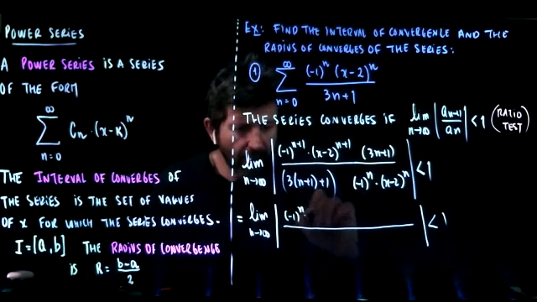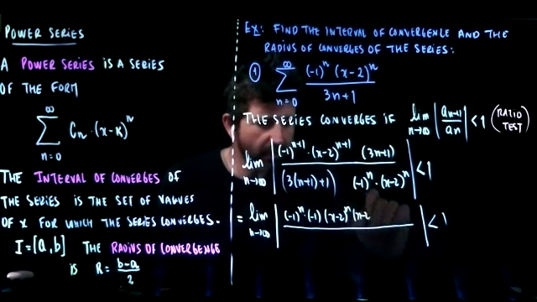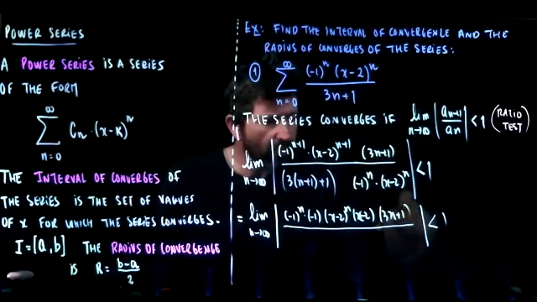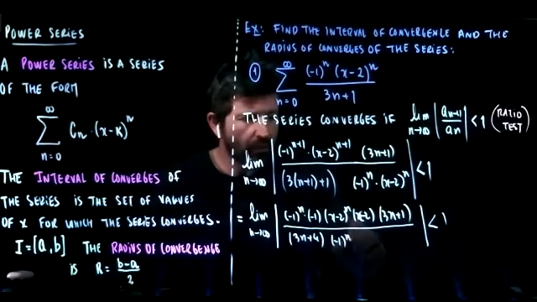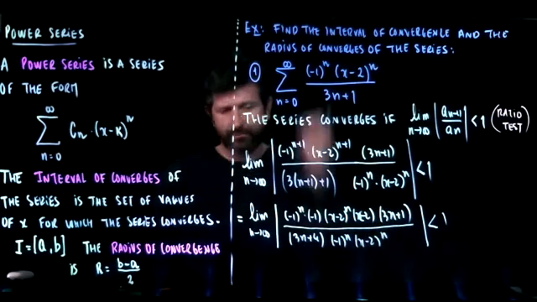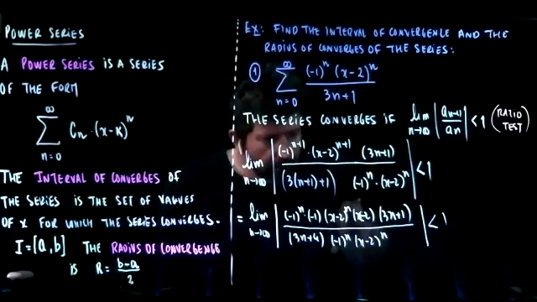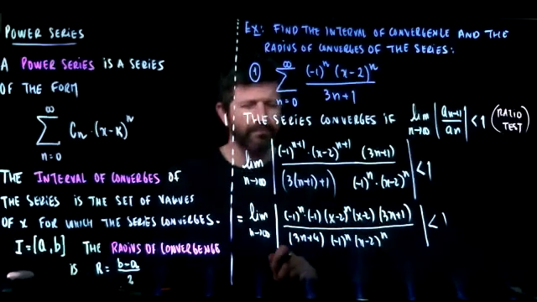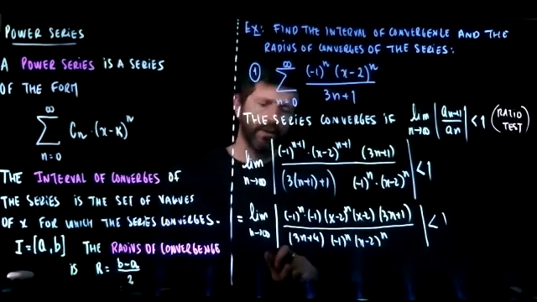So -1 power n times -1. Then here I have x minus 2 power n times x minus 2. Here I have 3n plus 1. And on the bottom, I have 3n plus 4, -1 power n, x minus 2 power n. Okay, so these are x's. Just fix them. Okay, that's also an x. Can you see, or is it too small? You can see it fine.